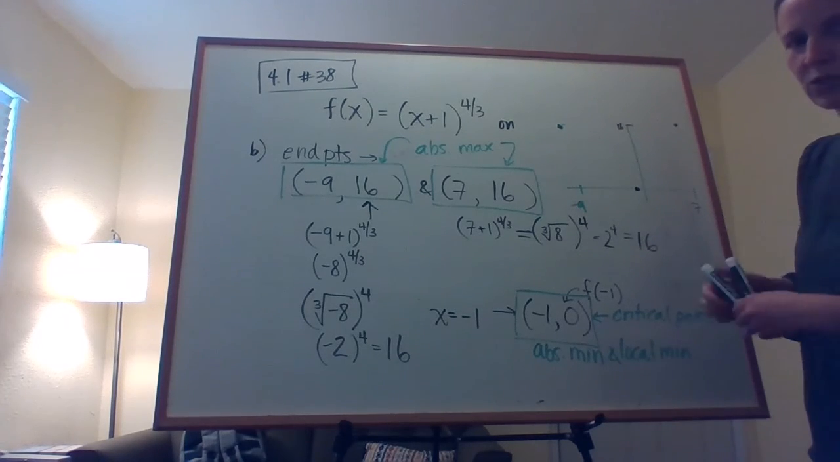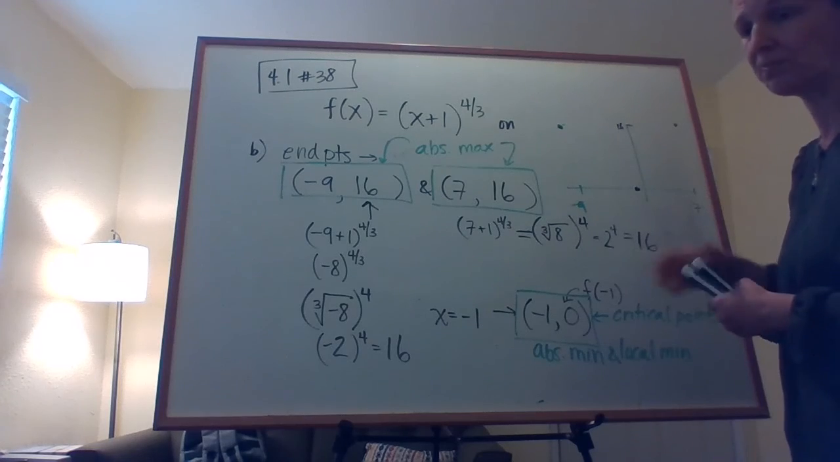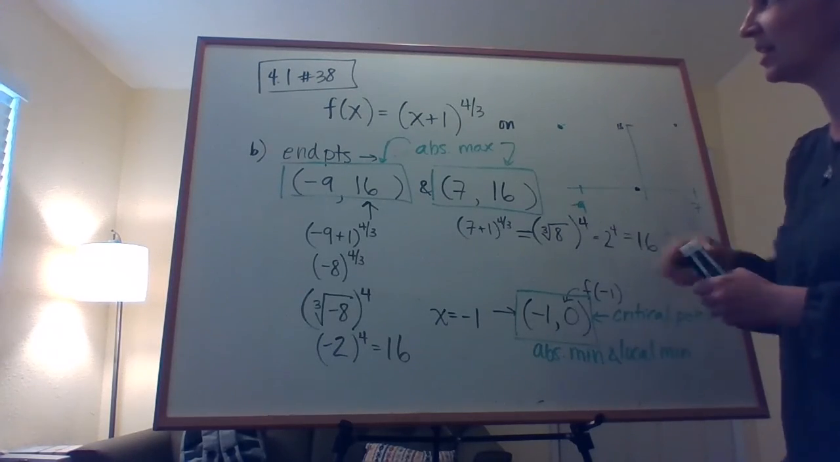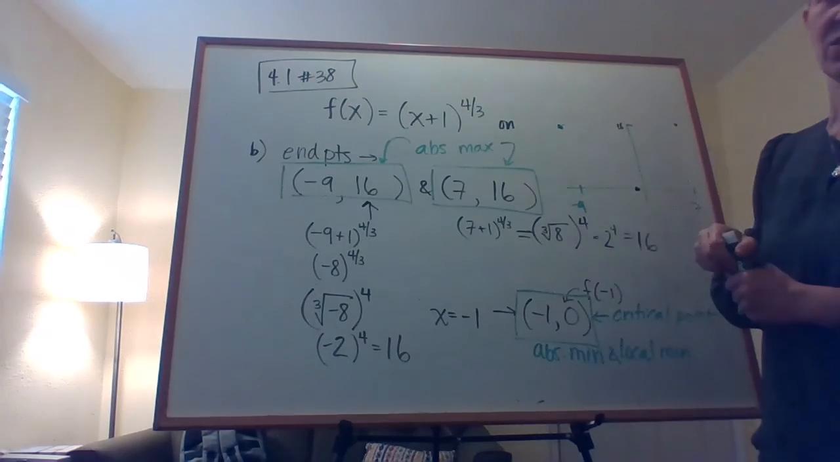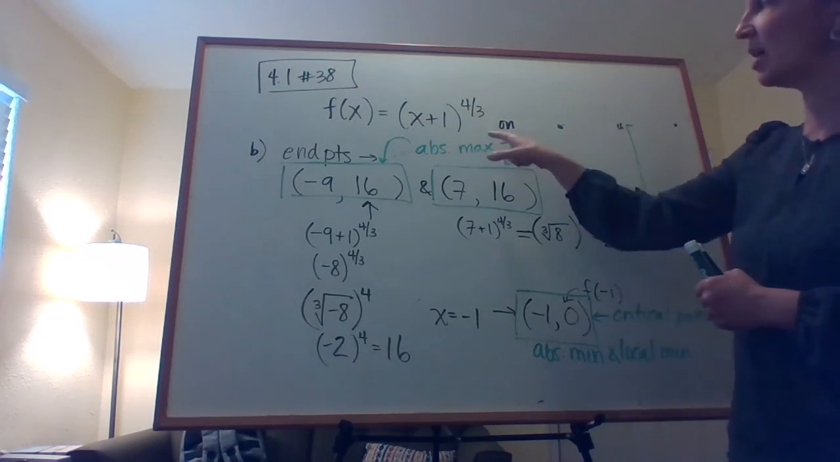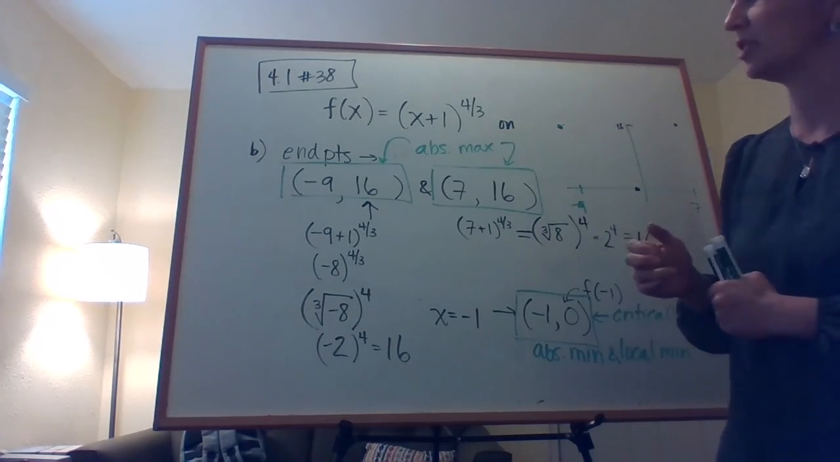Don't worry so much about doing part C by hand, but you can use desmos.com, remember, as a graphing calculator, and you can put in your original function, and you'll be able to see this graph. I'll link in a picture of that as well. All right, that's number 38 for section 4.1.